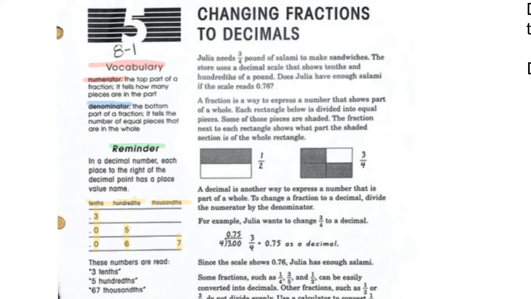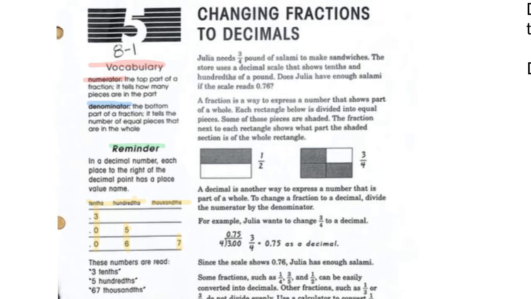Now, on this lesson, it says Julia needs 3/4 pounds of salami to make sandwiches. The store uses a decimal scale that shows tenths and hundredths of a pound. Does Julia have enough salami if the scale reads 0.76?